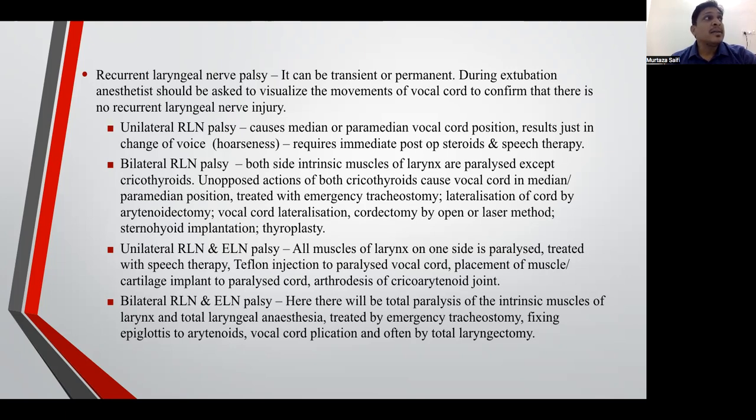Then bilateral recurrent laryngeal nerve palsy. Here, there will be total paralysis of the intrinsic muscles of the larynx, total paralysis and total laryngeal anesthesia. So treated by emergency tracheostomy, fixing the epiglottis to the arytenoids, vocal cord ligation, and often by total laryngectomy. These are some of the palsies of the recurrent laryngeal nerve, unilateral and bilateral.